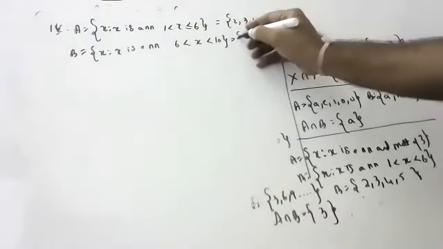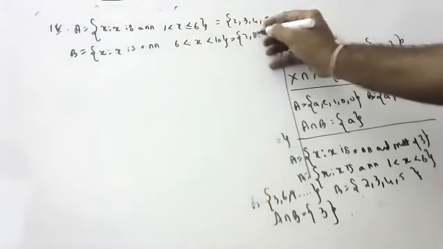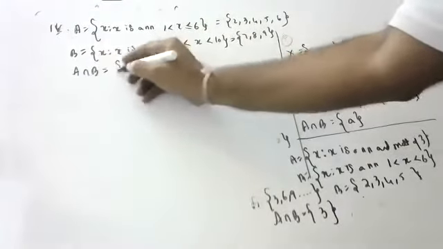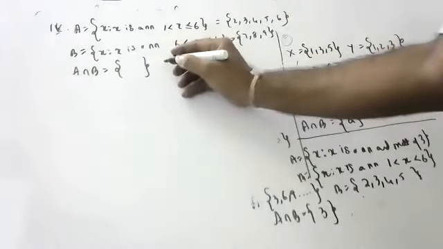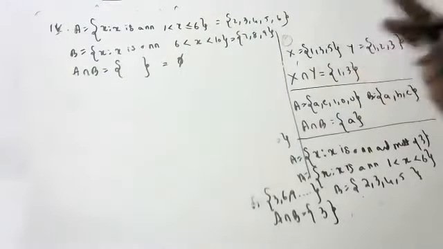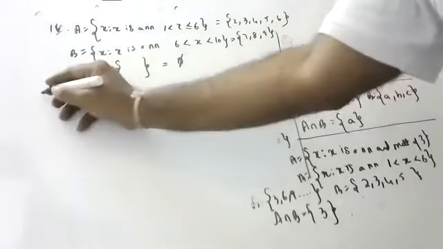Can anyone tell what are the elements of B? 7, 8, 9. Can anyone tell what is A intersection B now? Null set, sir. Null set. A intersection B is null set, children. Null set is represented like this, children. There are no elements, so null set. Okay. So next.